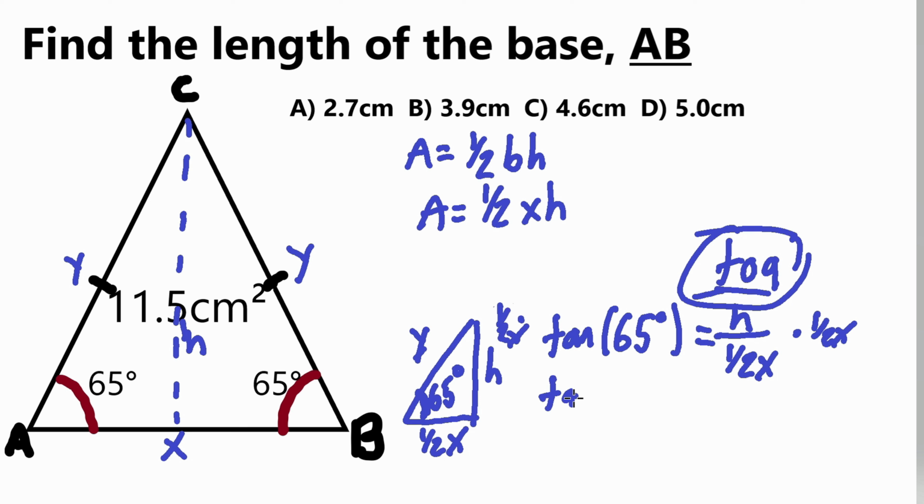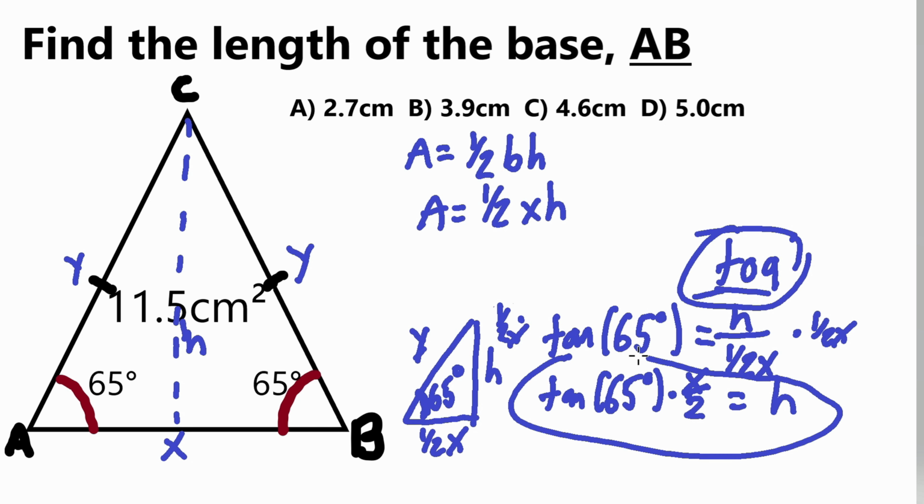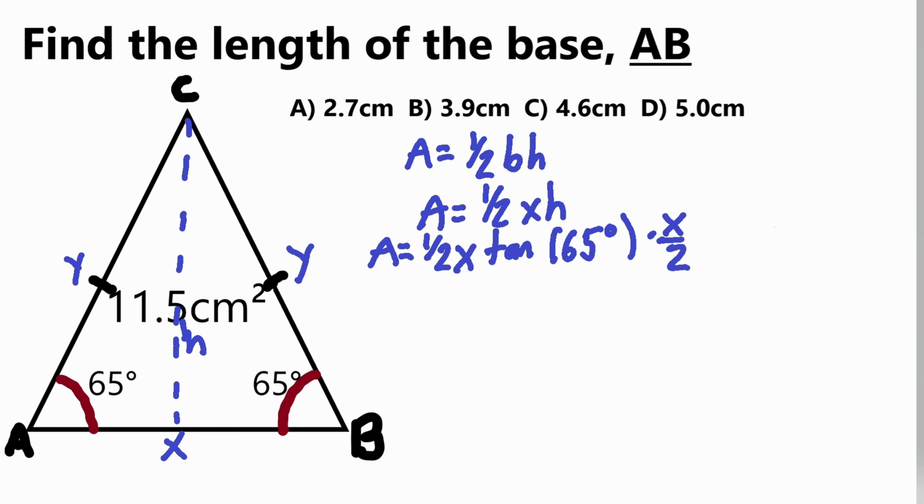So we have tangent 65 degrees times x over 2, that is 1/2 x rewritten, is equal to h. And now we can plug this in, or equal to h, into this equation here. So instead of writing h in this equation here, we can write tangent 65 degrees times x over 2. So now we have our area equation more written out.